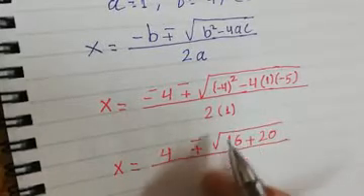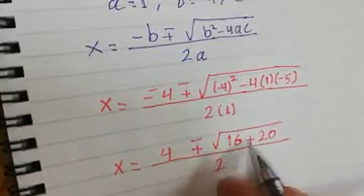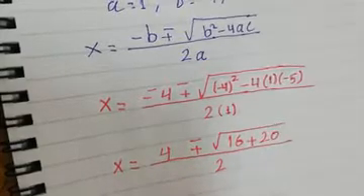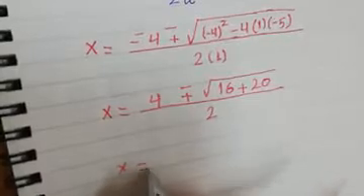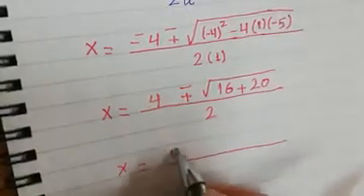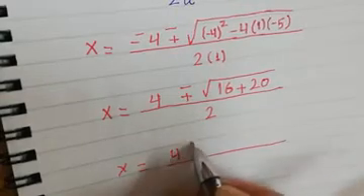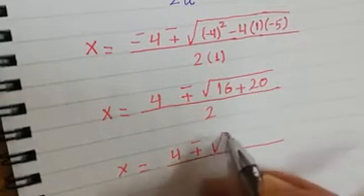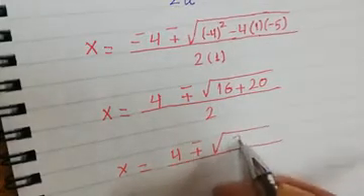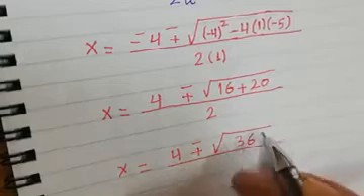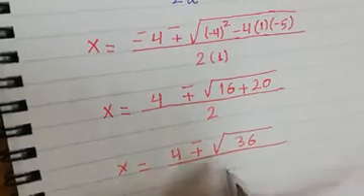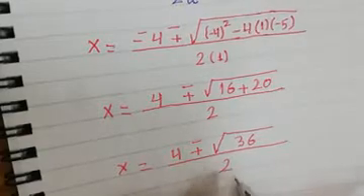Divided by 2 times 1, which is 2. Now simplify this. Under the square root, x will be equal to 4 plus or minus the square root of 16 plus 20, it's 36, and we have a square root for the 36, which is 6. You can now write it again.